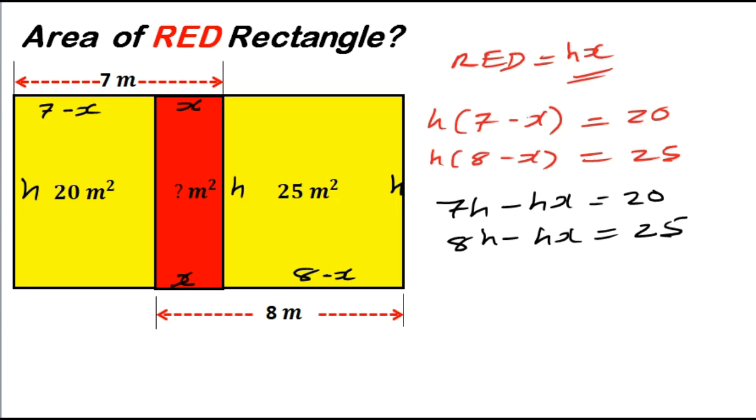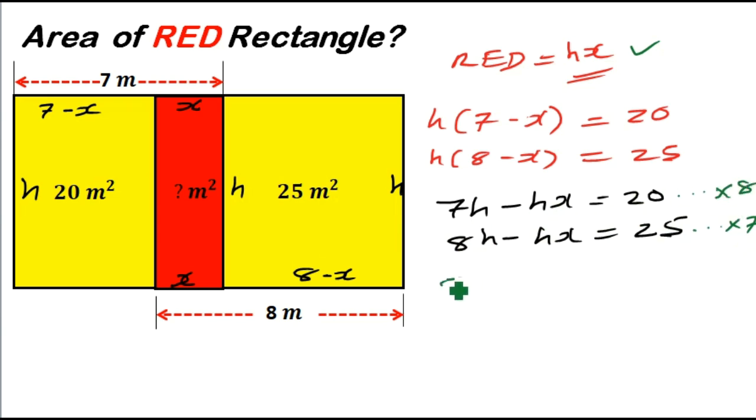Now what do we do here? Remember, we want hx because hx is the red area. So for us to remain with hx, we get rid of these first terms. So if this is 7 and this is 8, we swap. The coefficient of h is 8, so we multiply the upper equation by 8. The coefficient of h is 7, so we multiply the lower equation by 7. So 8 will multiply all the terms.